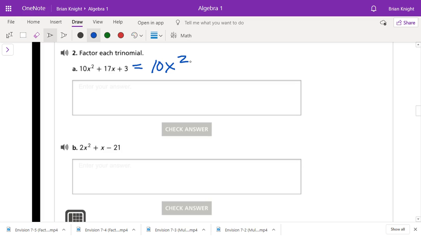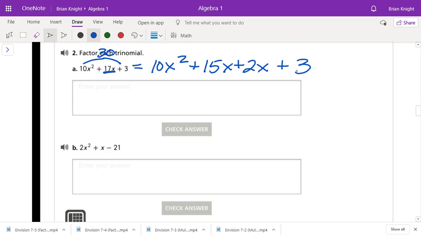So here's the answer to your question, Preston. I'm going to change that 17x to 15x plus 2x, because those are the two numbers that multiply to be 30, but add up to be 17. Okay. And then I write the rest of it the same.